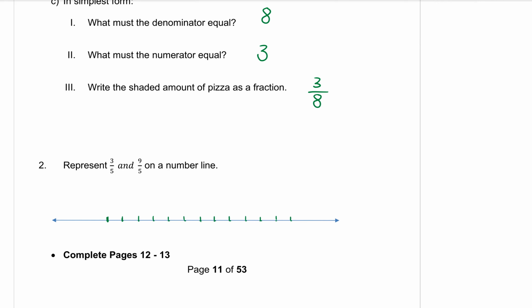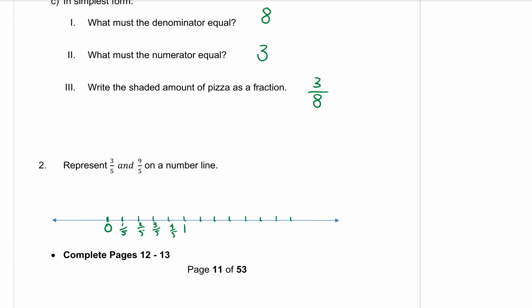Alright. Now I'm going to start from 0 because 0 seems like a good place to start. If I'm counting in fifths, each one of those lines is going to be going up by 1/5. So the 1/5 would be the first line. 2/5 for the second one. 3/5. 4/5. The next one would be 5/5. What's a better way to write 5/5? 1 whole. Good.